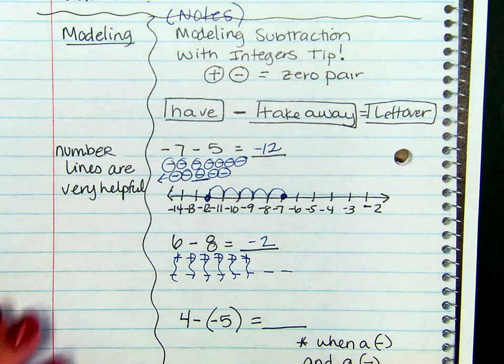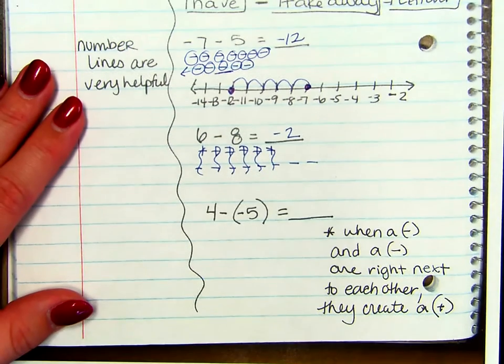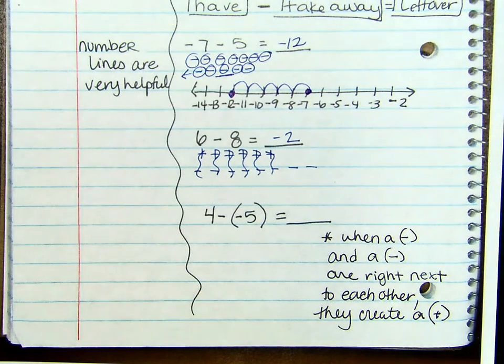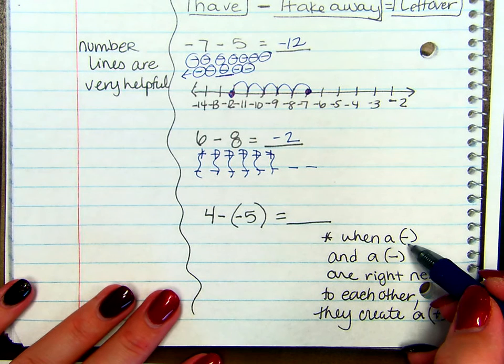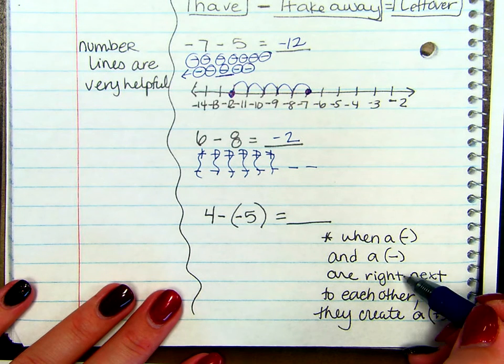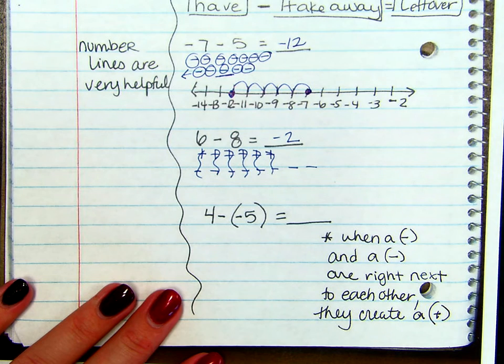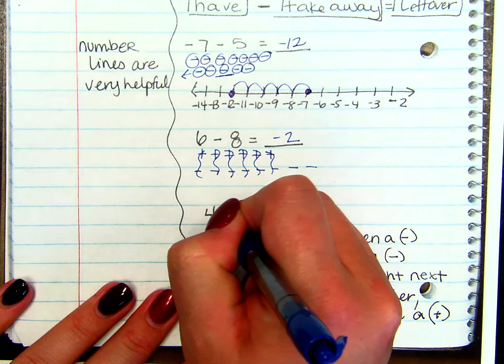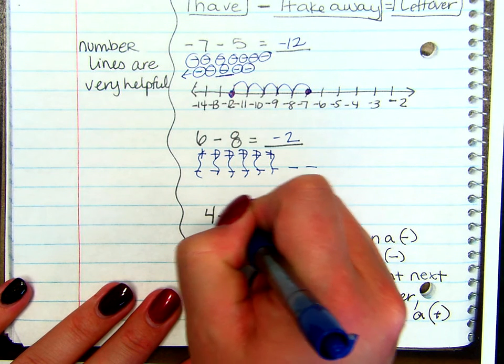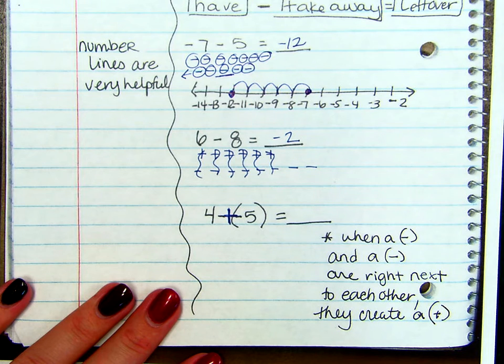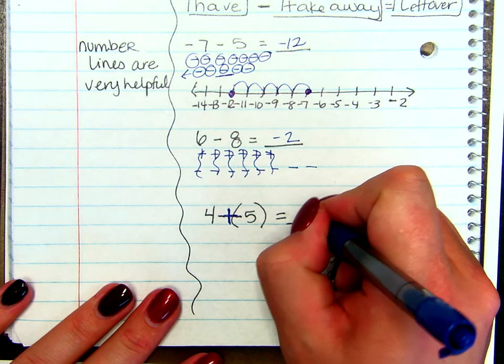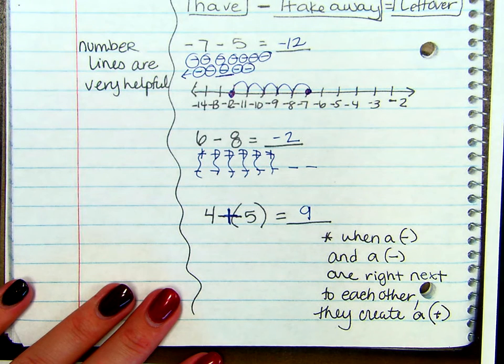All right. Now, occasionally, we're going to run into something like this. It says 4 minus -5. Now, when we have a minus and a minus that are right next to each other, and it looks just like this, they happen to combine together and create a giant positive. So 2 small minus signs right next to each other create a giant positive. So what I actually have is 4 plus 5, which is going to give us 9. So 9 is our final answer.